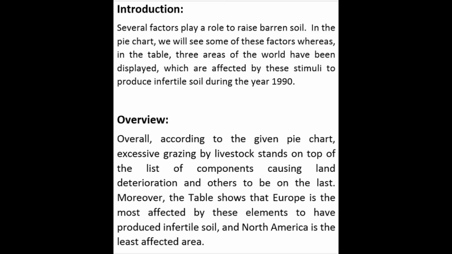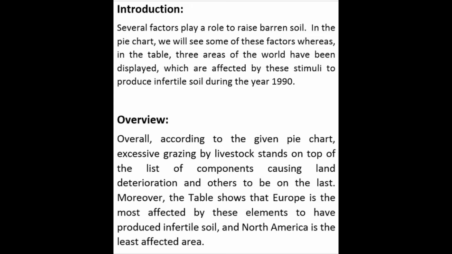Moreover, the table shows that Europe is the most affected by these elements to have produced infertile soil, and North America is the least affected area. So you can see I have used high and low positions of the elements within the given pie chart and table. Okay, and it is general in nature and nothing so difficult to understand. It was very easy.